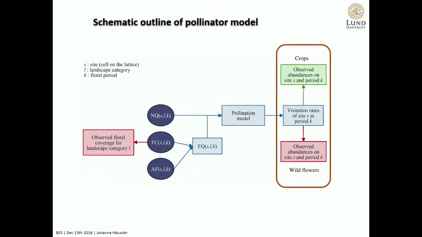So, as model output, we have spatially explicit visitation rates, both to crops as well as wildflowers.